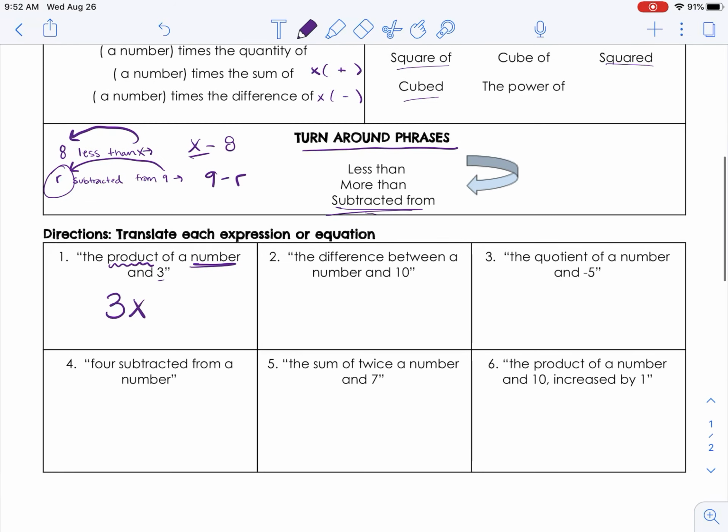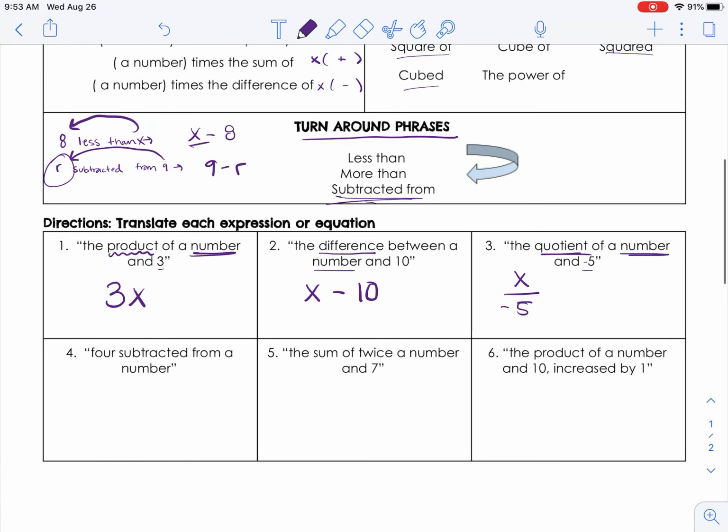2 says the difference between a number and 10. So difference was one of our subtraction words. We have a number, so we're going to have a variable. And so that means we're going to be subtracting 10 from a number. So we're going to say x minus 10. 3, the quotient of a number and negative 5. So that means we are dividing. So I'm going to say x divided by that number of negative 5.